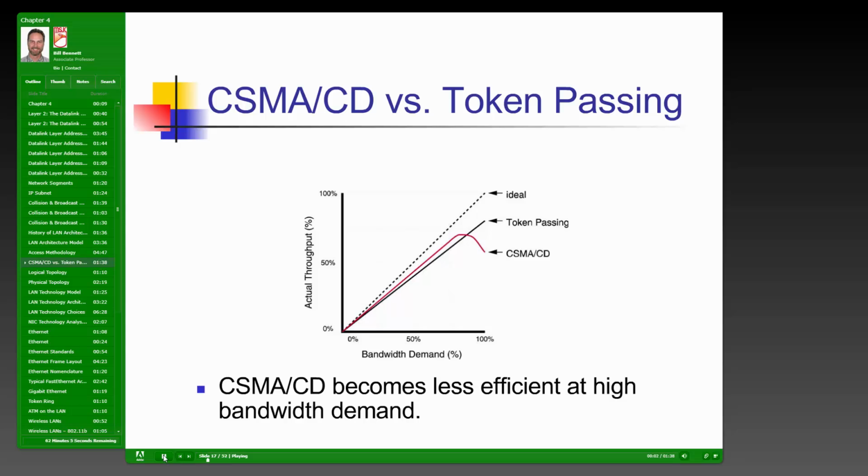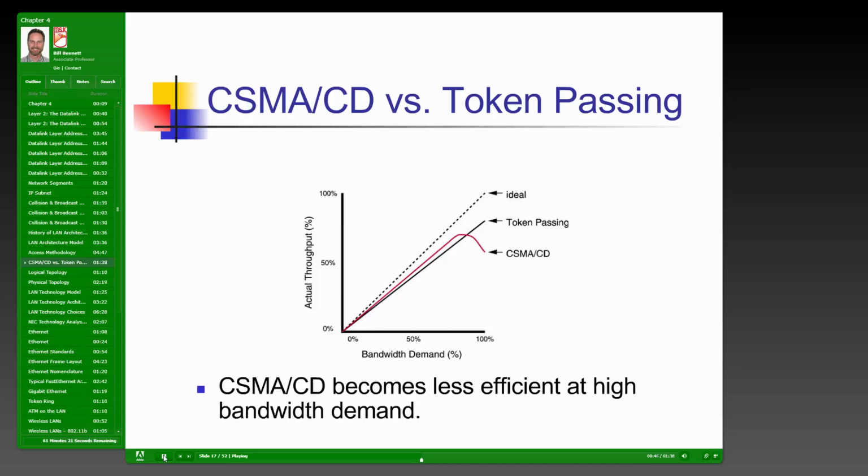For a long time there was a big battle between whether CSMA/CD or token passing would be the predominant access methodology used in networks. This graph here is an example of one of the many methods that were used to make comparisons between the different network architectures. What it's showing you is that token ring is actually better as bandwidth demand increases. CSMA/CD was a little bit faster. You get more throughput out of CSMA/CD up to about 75% of the bandwidth.